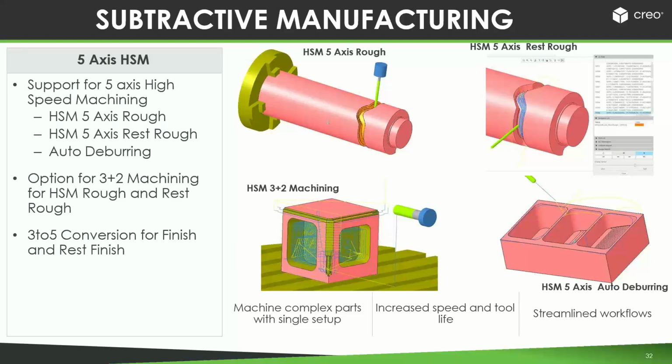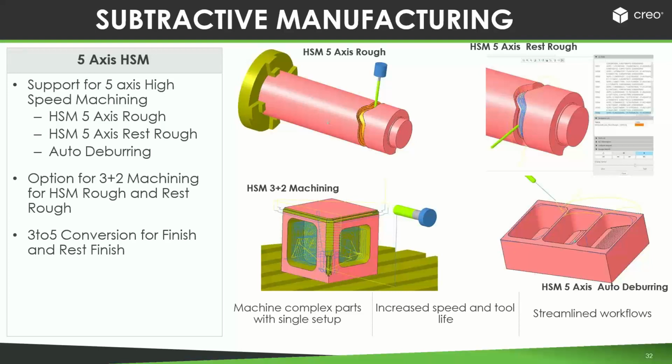And in addition to that, we've also added options into our existing 3-axis tool paths. We've added a 3+2 machining operation for roughing and rest roughing. And then from a finishing standpoint, we've added automatic conversion of 3-axis to 5-axis for finishing and rest finishing. And that'll essentially just machine the model first as a 3-axis tool path, wherever it's able to. But if there's any areas of undercuts or areas that would mean some gouging of the part, the system will automatically convert from a 3-axis toolpath to a 5-axis toolpath to be able to machine that undercut.